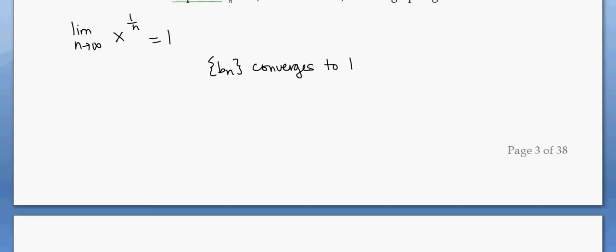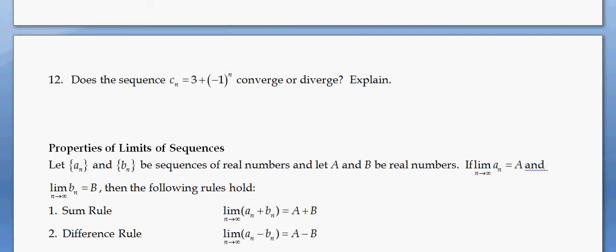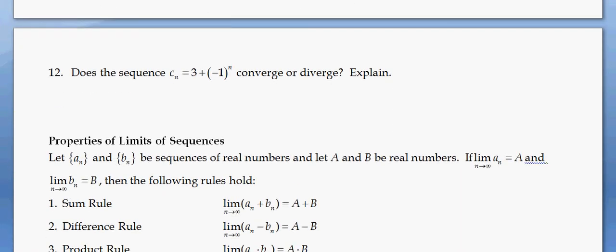All right, let's keep going. This next one asks us, does the sequence C sub n equals 3 plus the negative 1 to the n, does this converge or diverge? This is a sequence we looked at already, right? If we look at the first few terms, when the term number n is odd, then we're going to get 3 plus negative 1, so that's 2. And when the term number is even, this is going to be a positive 1, so we're going to get 4.